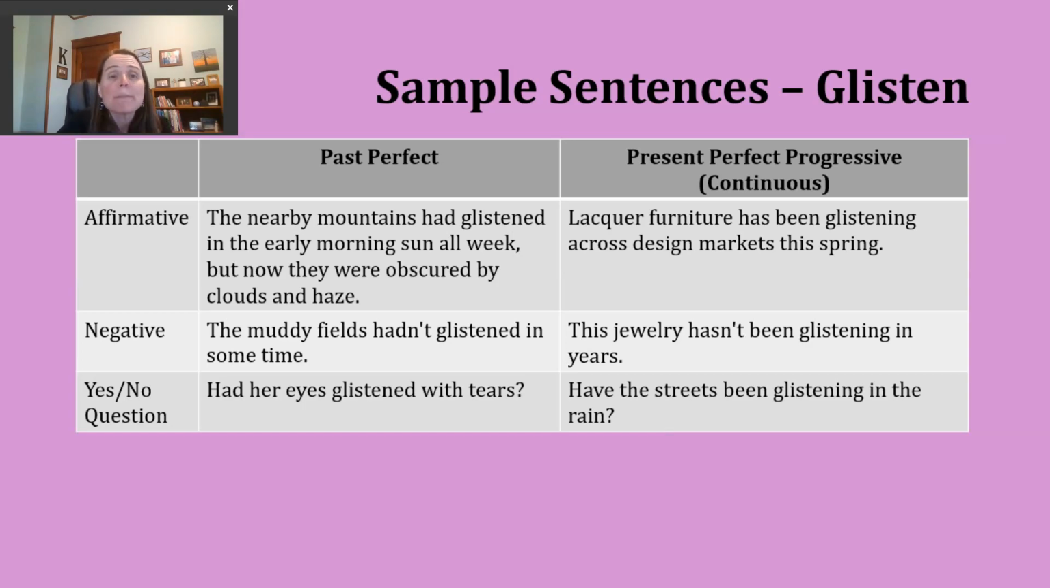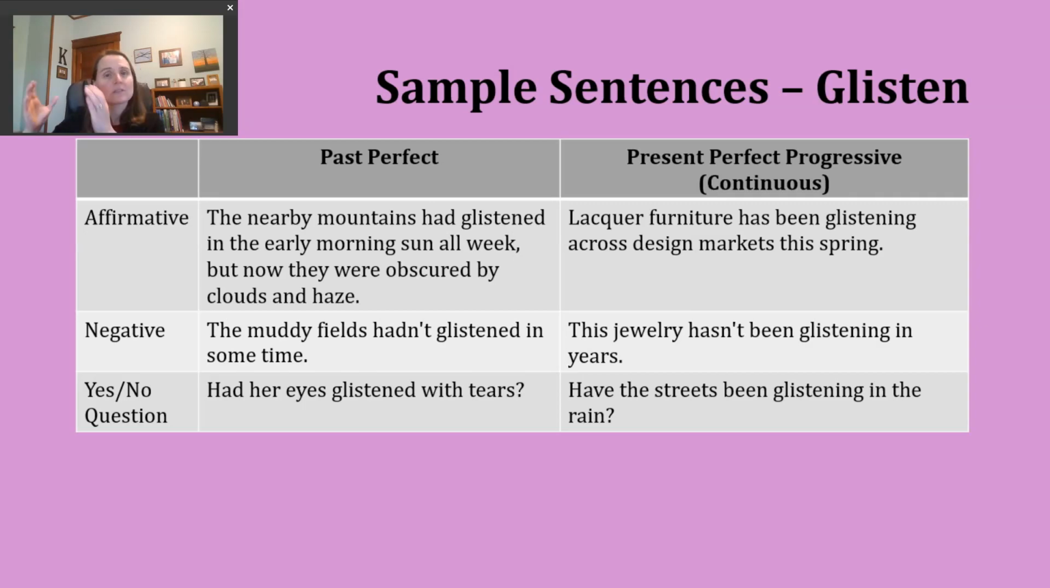Okay. Now let's look at making a negative past perfect sentence. To do this, we start with our subject, we use had not, and then the participle form the verb. Here's another example. The muddy fields hadn't glistened in some time. So here, you might get a sort of a sense of glistening occurring as snow covers ground. But here, maybe the snow has melted, now it's muddy, and so we're not getting that same sort of beautiful shimmering sight.